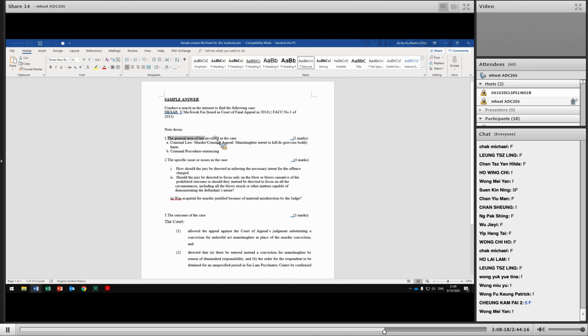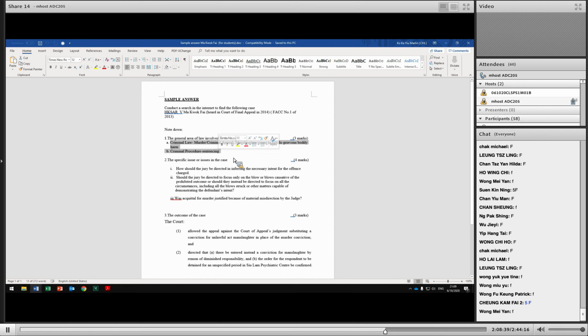The first one is general area of law involved in the case. Don't try to summarize the fact. Many students just write down the fact. Okay, the case is about so and so on a certain day, what happened, etc. It's not what I want. You have to use the format of the catchword in the headnote.